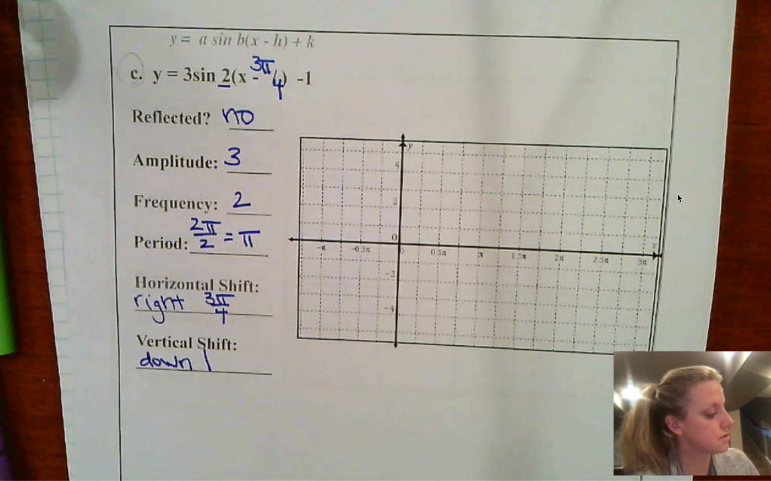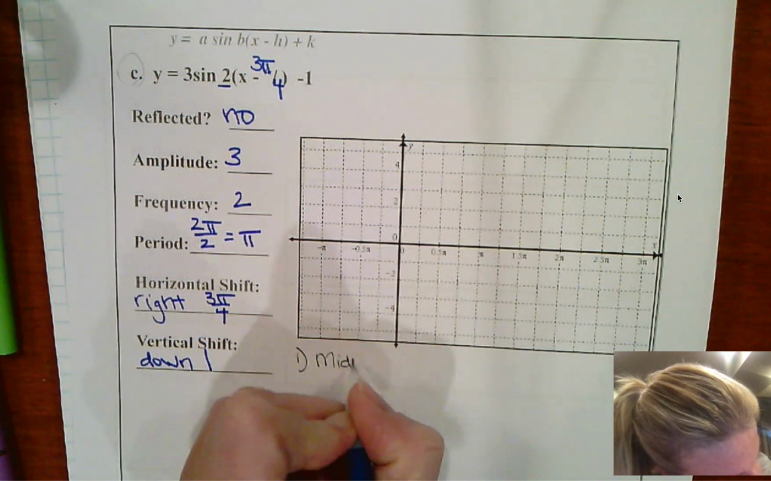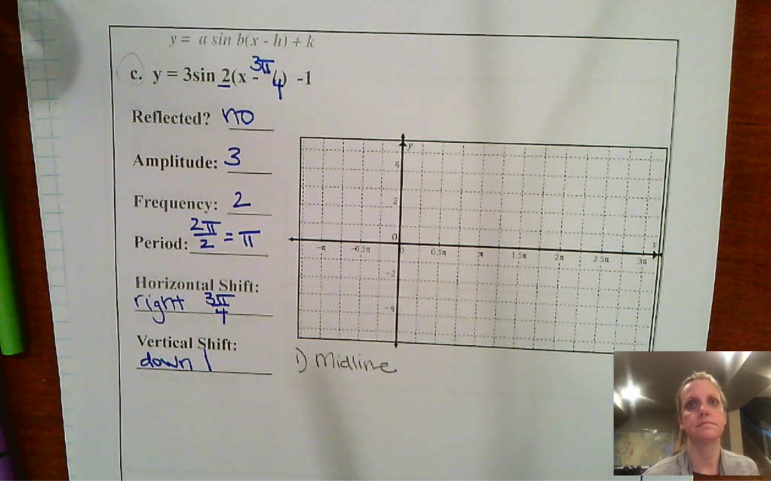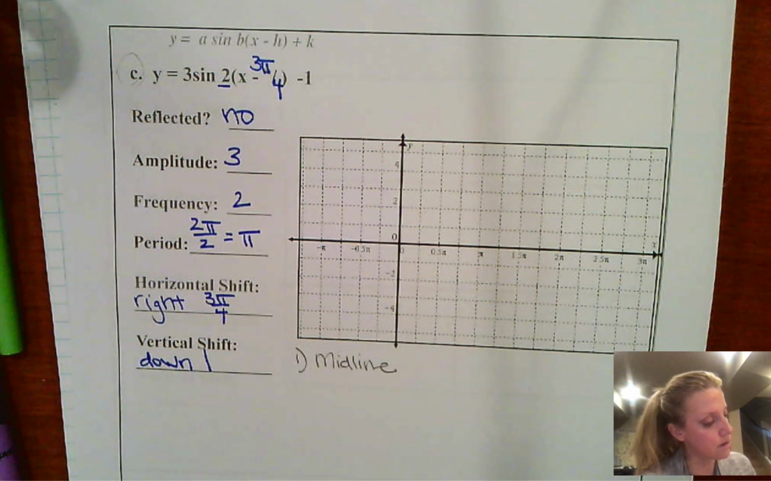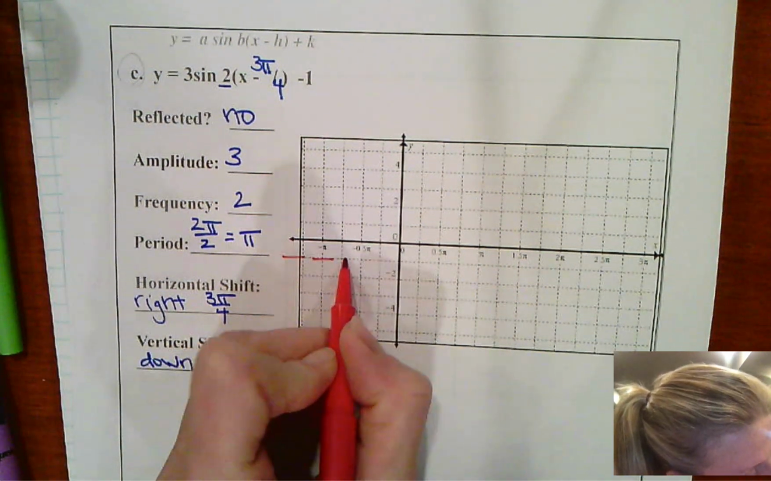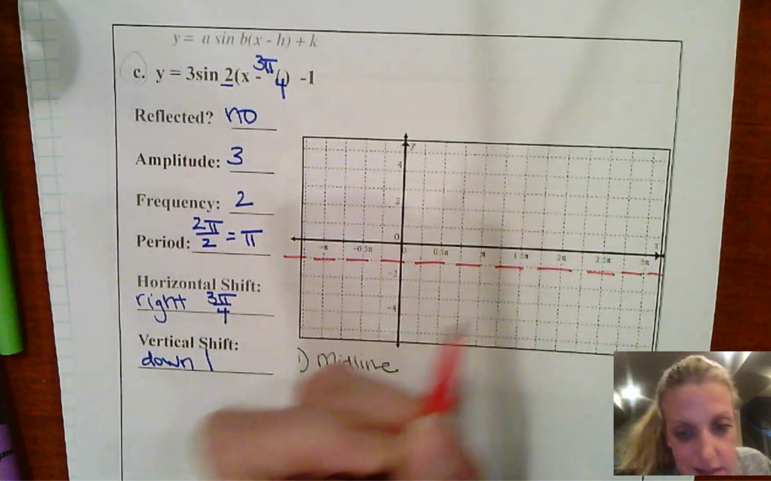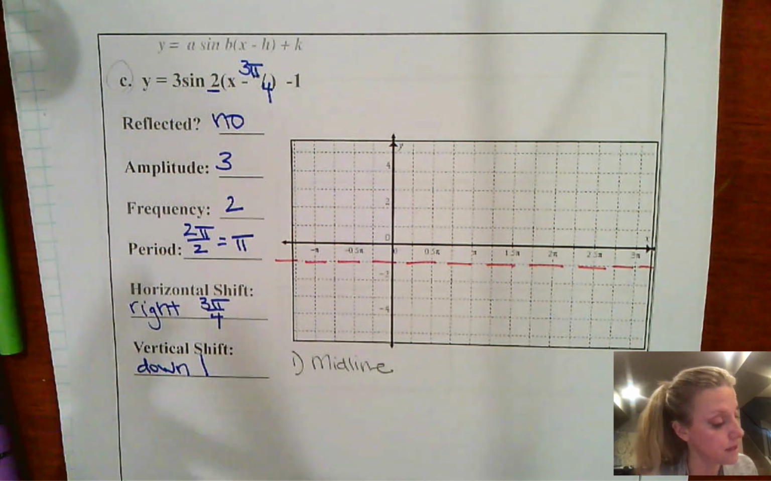All right, so if we remember, step 1 is the midline. Get that from the vertical shift. So the midline here, since we moved down 1, is going to be a horizontal line at y equals -1. Now I'm making it dotted because technically it's not a part of the sine or cosine curve, but it sure helps us make a nice graph.